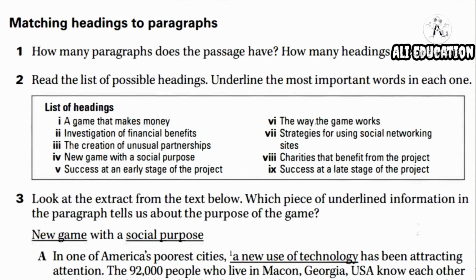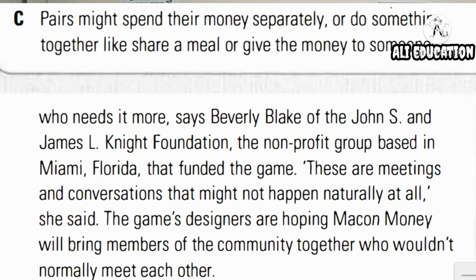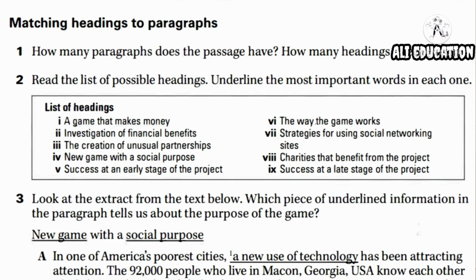The creation of unusual partnerships. If I'm not mistaken, it is relevant to the text because we have some synonyms here. If we find the synonyms, we might find the right answer. Let's see. You see, payers might spend their money separately, do something together, like share a meal or give the money to someone who needs it more. Here pairs is a synonym: pairs means couples, or partnerships. The creation of unusual partnerships.